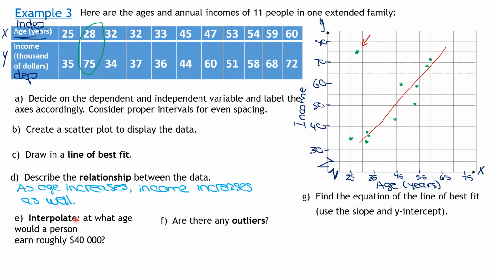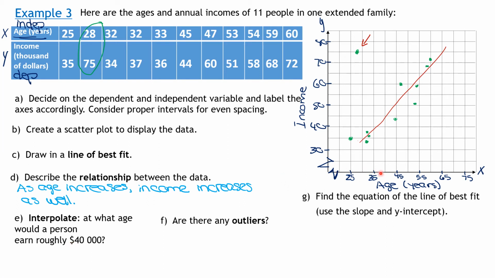E. Interpolate. Remember this word? This is one of the words that's on our vocabulary list on our handout. Interpolate. At what age would a person earn roughly $40,000? So interpolate means we're going to look in the data. We're going to look in the line. So 40,000. Where do I find that number? I don't have a 40,000 anywhere on my axis.